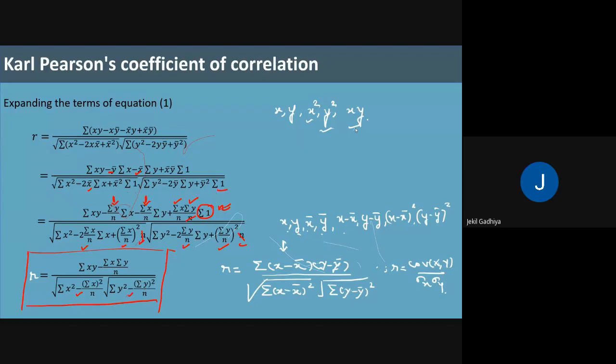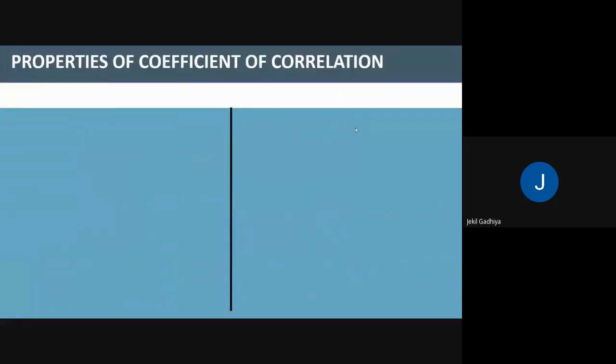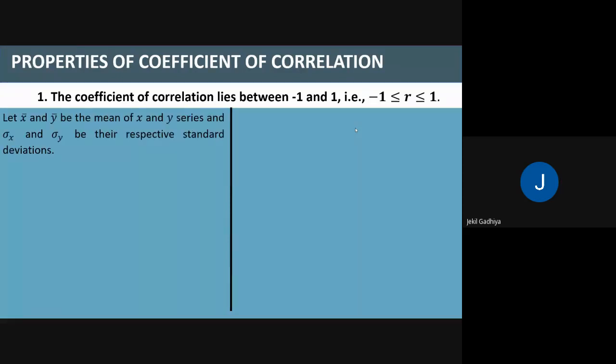Okay. Now next are the properties. The first property: the coefficient of correlation lies between -1 and 1. That means -1 less than or equal to R, less than or equal to 1. Let me prove this. So first we consider x bar and y bar, which are the means of x and y, and sigma x and sigma y, which are the standard deviations.